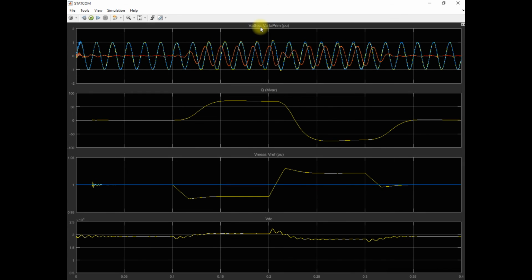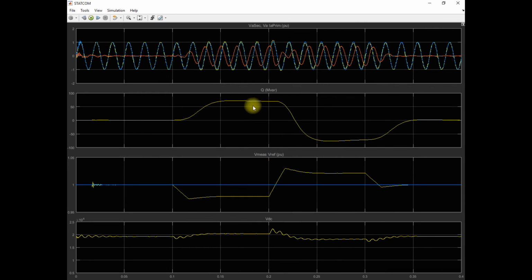So VA secondary, that is the secondary side voltage of this STATCOM. It means that is the output voltage of the voltage source converters. Then VA voltage, that is the primary voltage, and IA primary, that is the current injected by this STATCOM. So there are three quantities measured here. This red line represents the current. Then this blue and yellow, you can see that both overlap with each other. That represents the secondary voltage and primary voltage. Here we take the 1:1 transformation ratio. So that's why both the voltages are the same value.